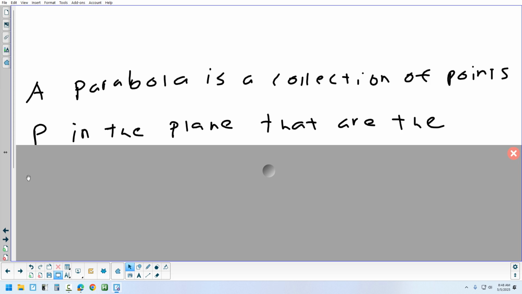A parabola has a little more complicated definition than a circle. So it's a collection of points, and we are doing 2D. Conic sections are all 2D. That's why it says in the plane, not 3D.